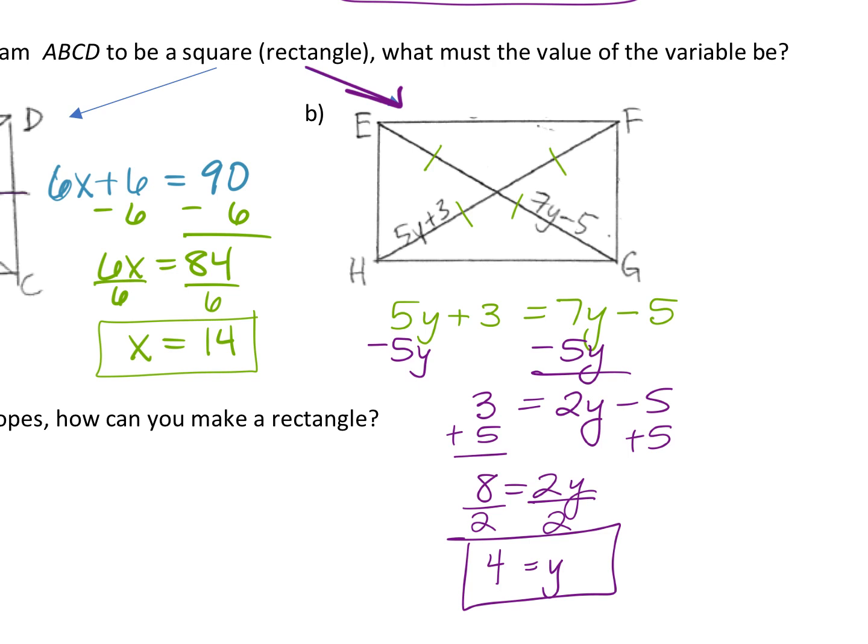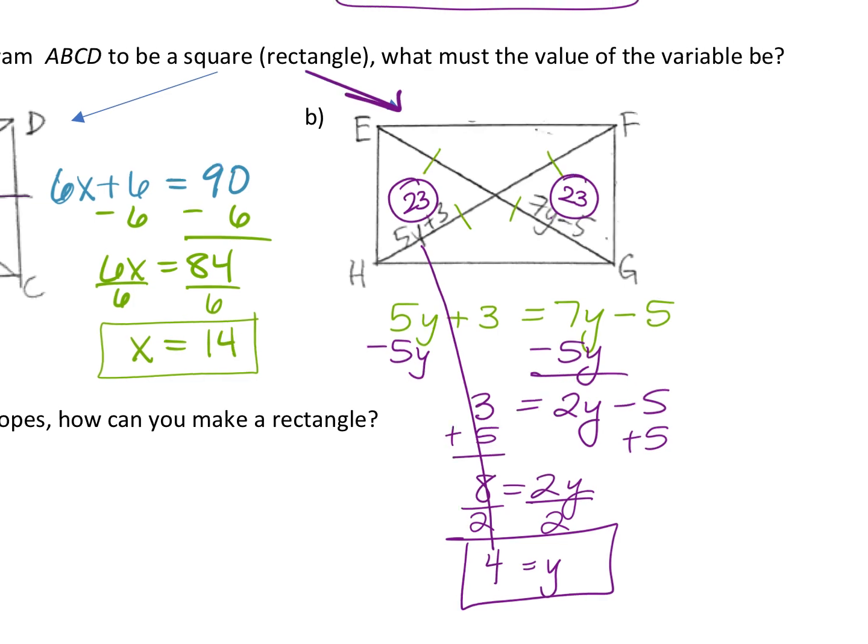You plug it back in. If you plug a 4 in here, 5 times 4 is 20 plus 3 is 23. 7 times 4 is 28. 28 minus 5 is 23. So when they come out equal, then we know we did it right. Okay?